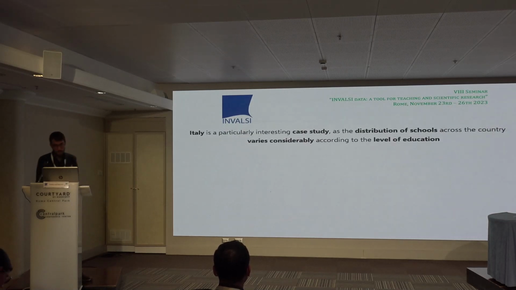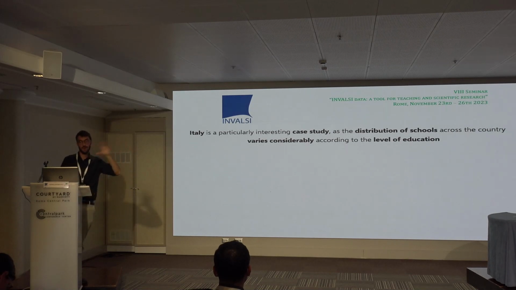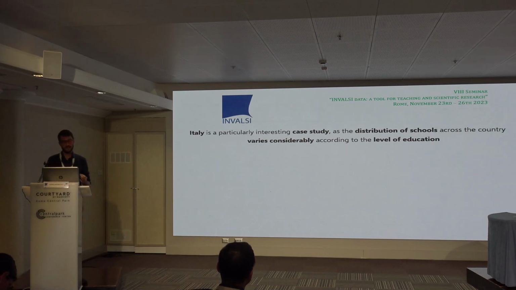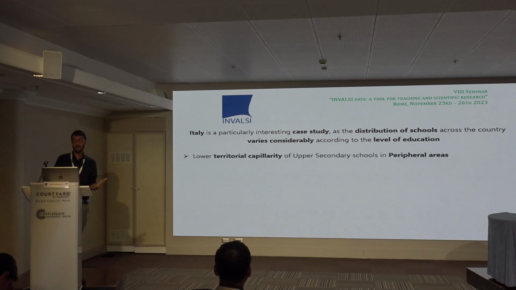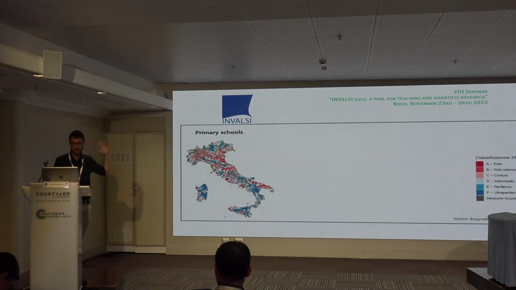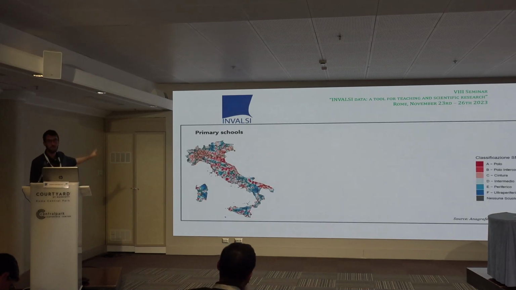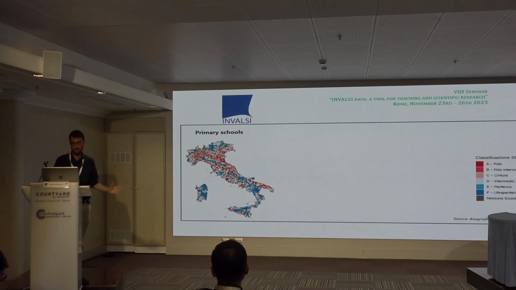So, moreover, Italy is a particularly interesting case study because the distribution of schools across the territory varies considerably depending on the level of education. Indeed, there is a lower territorial capillarity of upper secondary schools in the territory. For example, we see the distribution of primary schools across the Italian territory. They are well widespread in most of the municipalities.